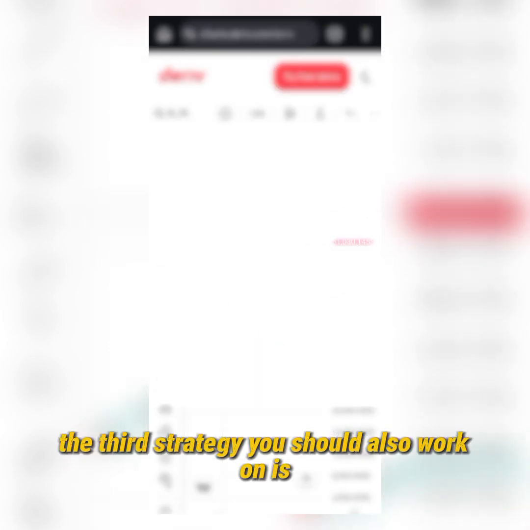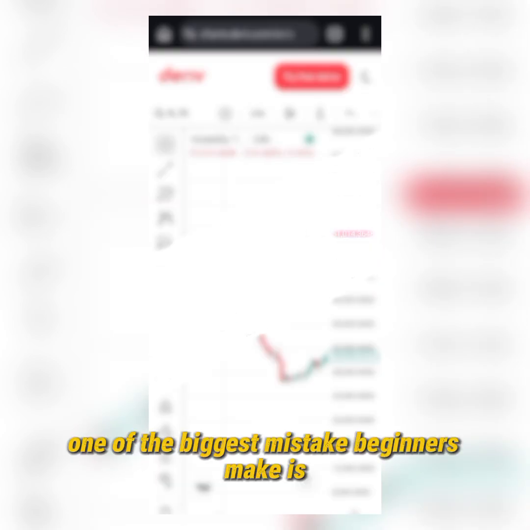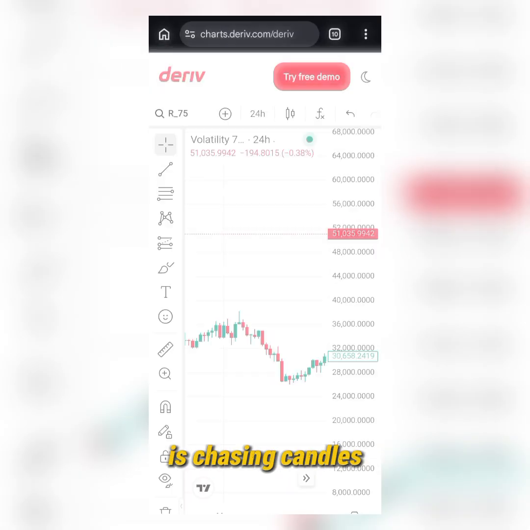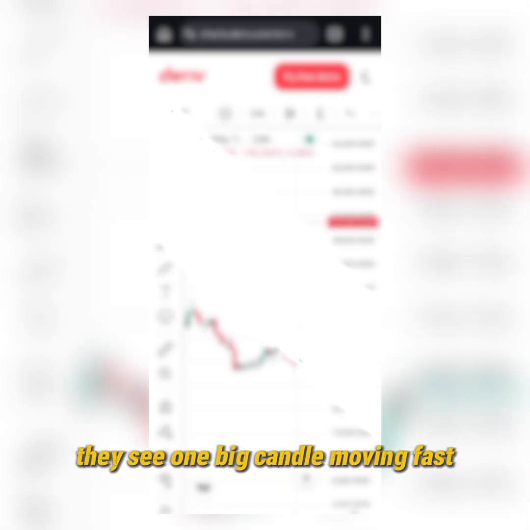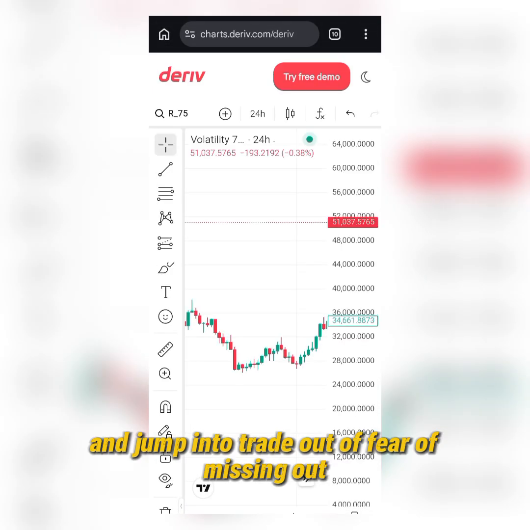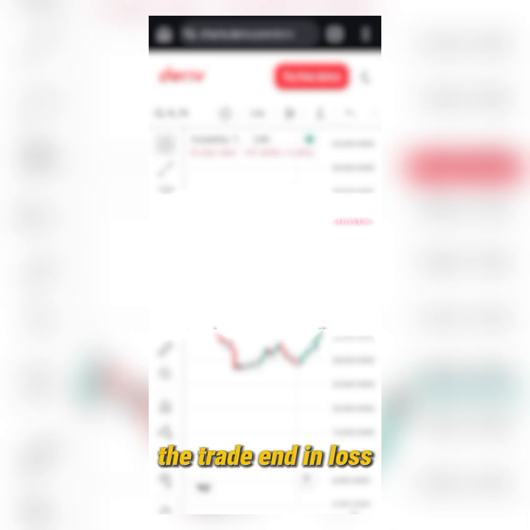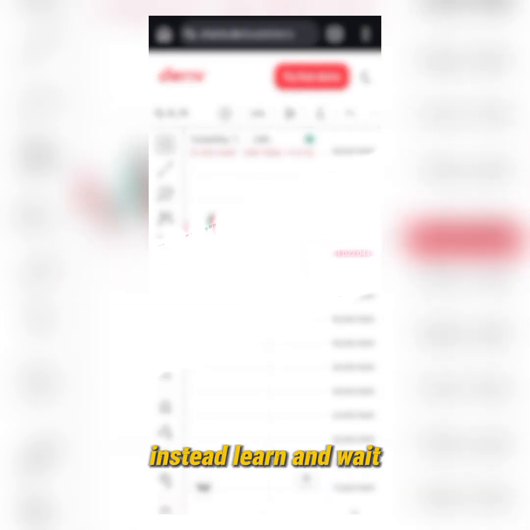The third strategy you should also work on is waiting for support and resistance. One of the biggest mistakes beginners make is chasing candles. They see one big candle moving fast and jump into a trade out of fear of missing out. Most times, the trade ends in a loss. Instead, learn to wait.